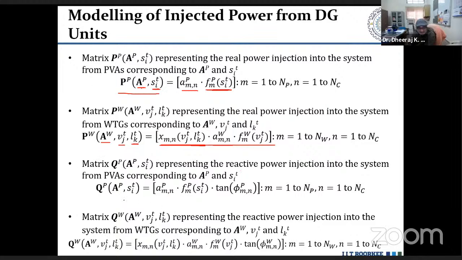Once we have modeled active and reactive components, we can model reactive also. These are the model of active power from photovoltaic and wind. Now we modeled reactive power also. Since we are assuming constant power factor operation, reactive power is active power multiplied by tan of power factor angle. Similarly, for wind turbine also, the reactive power is the active power multiplied by tan of power factor angle.